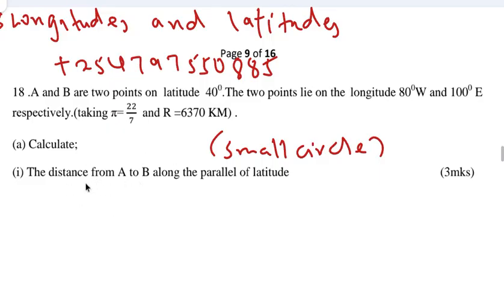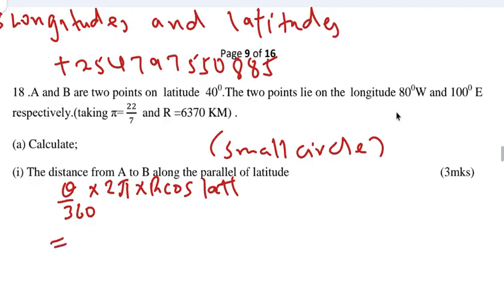So the distance from A to B along the parallel of latitude is given by this formula: theta over 360 times 2 pi r cos latitude. Your theta here is usually the longitudinal difference. So for this question, your longitudinal difference is the sum of 80 and 100. So it is 80 plus 100, which gives you 180.